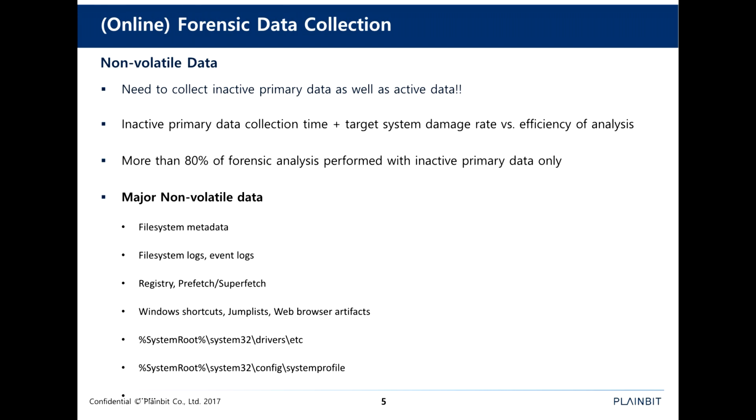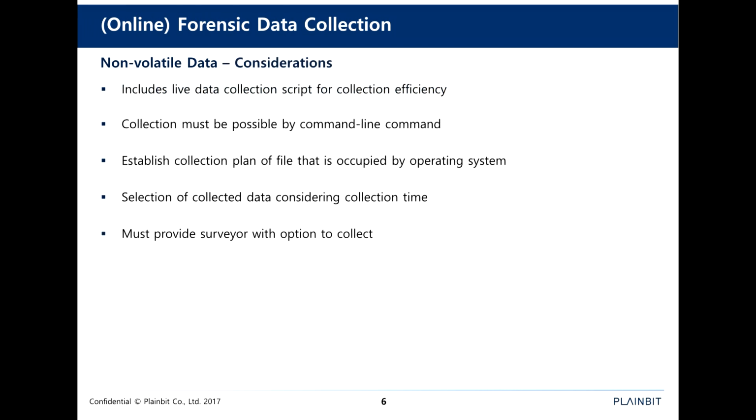Inactive data collected during online collection includes file system metadata, file system log, event log, registry, prefetch, and others. Primary inactive data is locked by the operating system, making it difficult to copy using typical methods. Therefore, there is a need for technology to solve this problem. The good news is that most forensic collection tools provide a locked file collection function. In this lecture, we will use an in-house developed lock bypass collection tool for copy.